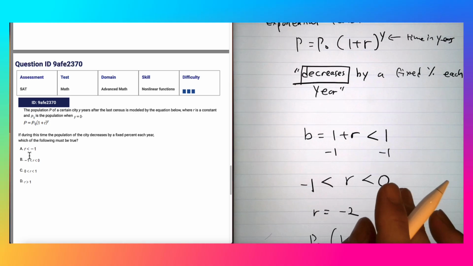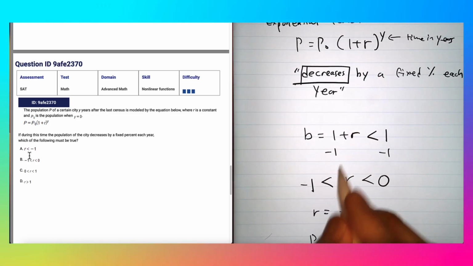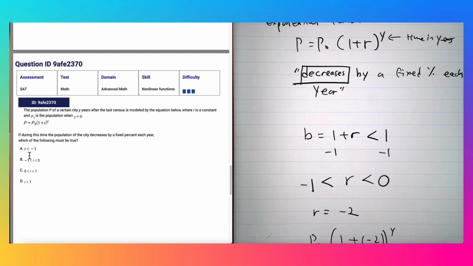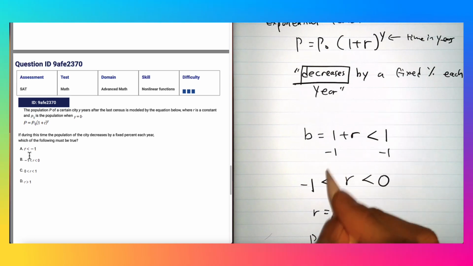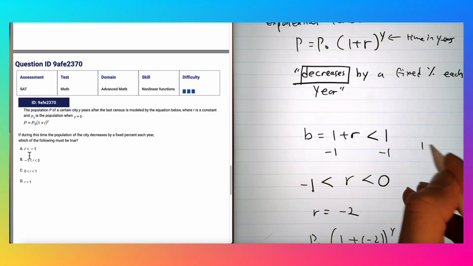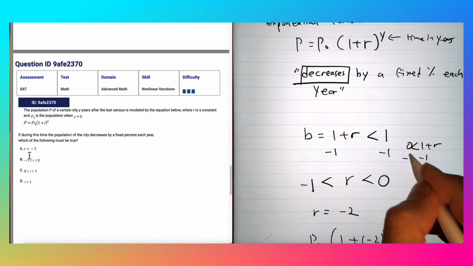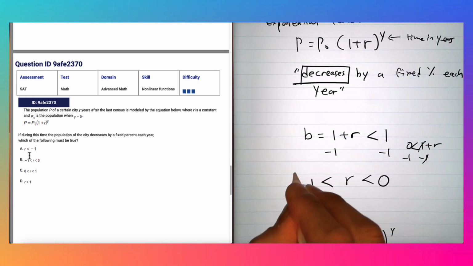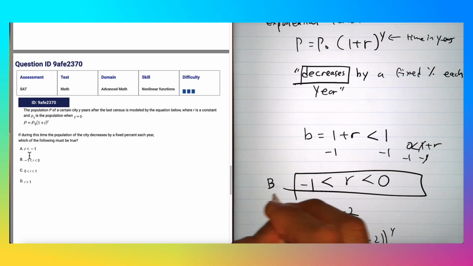Okay, that's because our R has to be, or this base has to be greater than 0. So for that to be greater than 0, we can subtract 1 on both sides, then R has to be greater than -1. Okay, the correct answer is B.